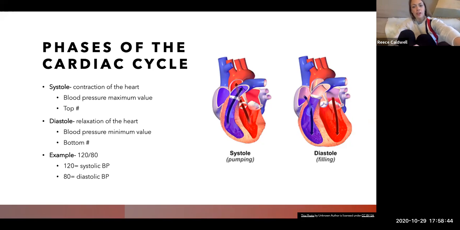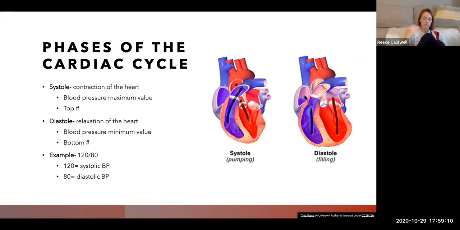All right, she proved me wrong. That's why I learned in my cardiovascular class that it was changed. But 120/80 is what you'll most commonly hear. And what that represents is systole and diastole. Systole is the contraction of the myocardium, the heart muscle, and diastole is the relaxation of the heart muscle. Systole is the top number, so the 120. Diastole is the bottom number, the 80.